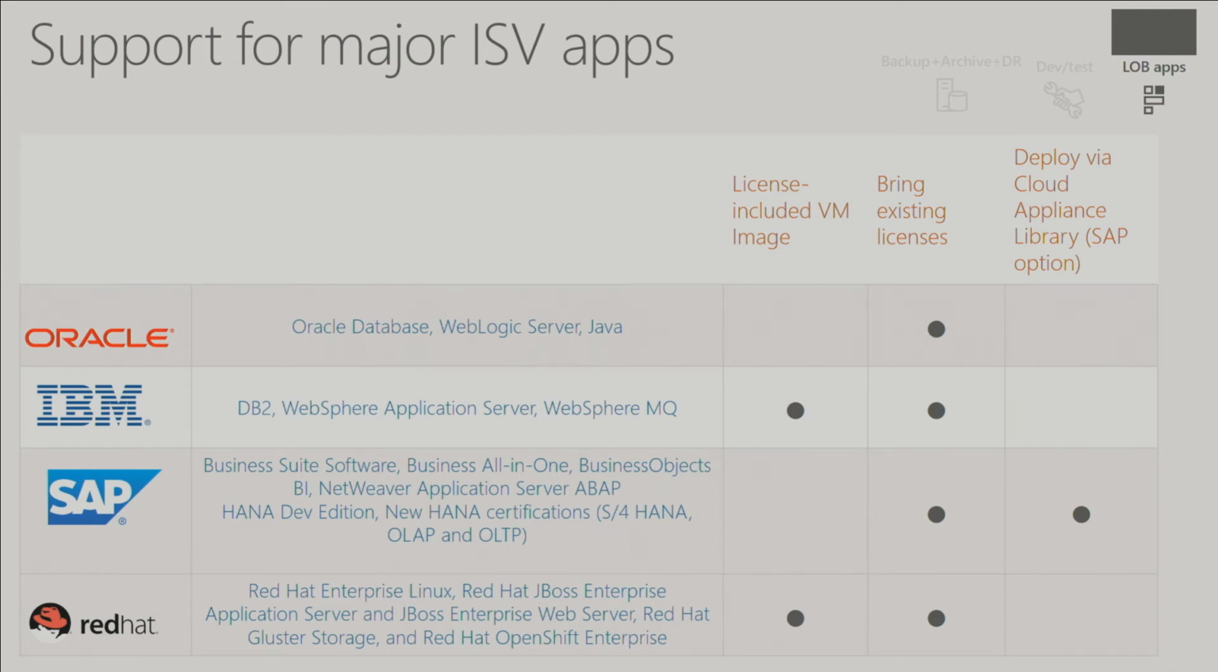In addition to all of this, we also saw like 4,000 marketplace images. So a lot of the major ISV applications that you want to deploy, or line of business applications you want to deploy, are available and easy to deploy on Azure today.